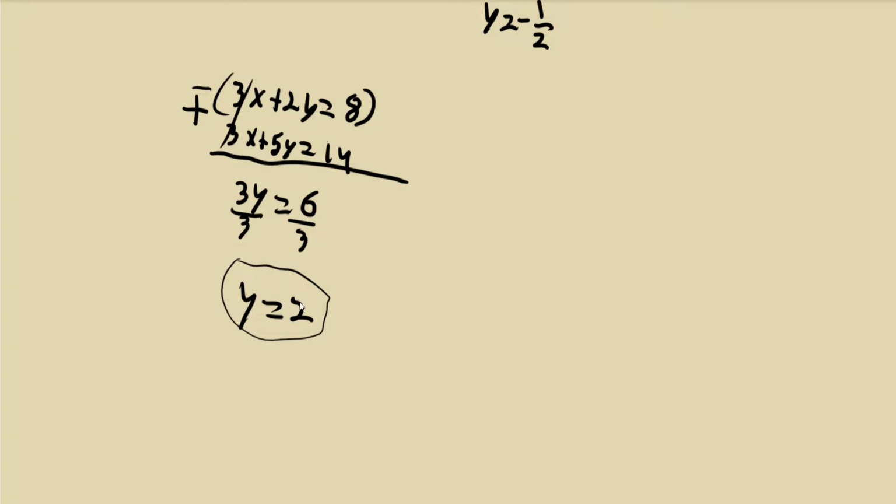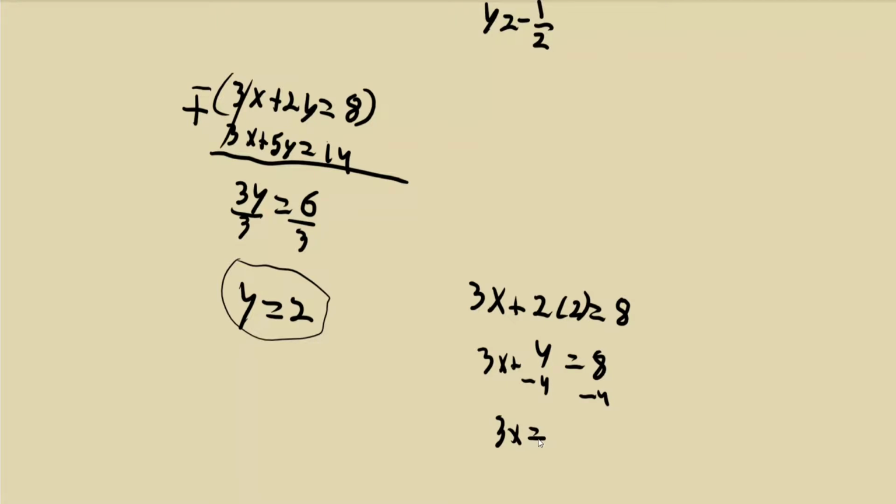So we have y equals 2, and let's substitute into this first equation. 3x plus 2 times 2 is equal to 8. 2 times 2 is 4, so 3x plus 4 is equal to 8. Then we can subtract 4 from both sides, and 3x is equal to 4.